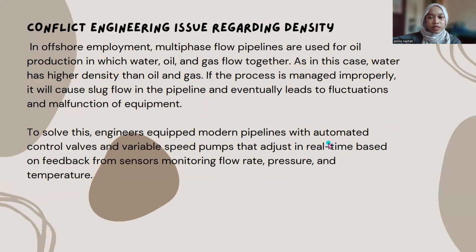Lastly, a conflict engineering issue regarding density is in offshore deployment. Multi-phase flow pipelines are used for oil production in which water, oil, and gas flow together. In this case, water has higher density than oil and gas. If the process is managed improperly, it will cause slug flow in the pipeline and eventually lead to fluctuation and malfunction of equipment. To solve this, engineers equip modern pipelines with automated control valves and variable speed pumps that adjust in real time based on feedback from sensors monitoring flow rate, pressure, and temperature.